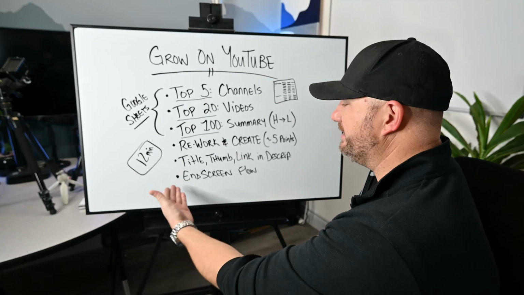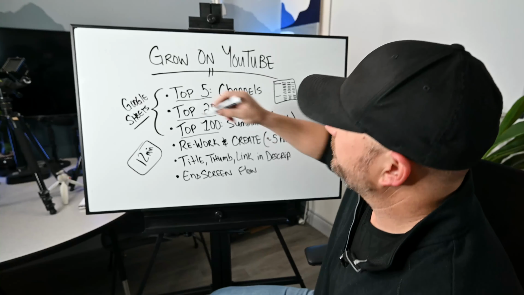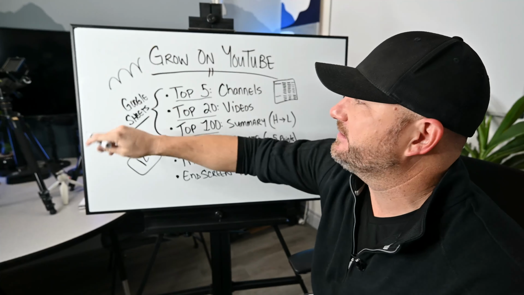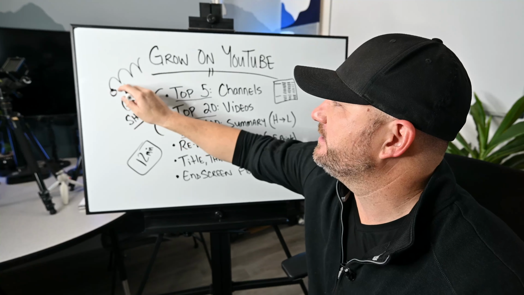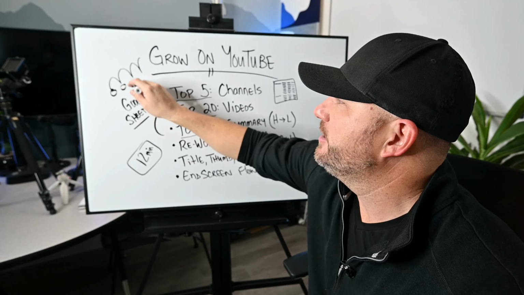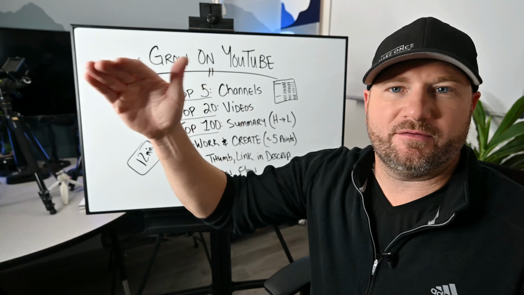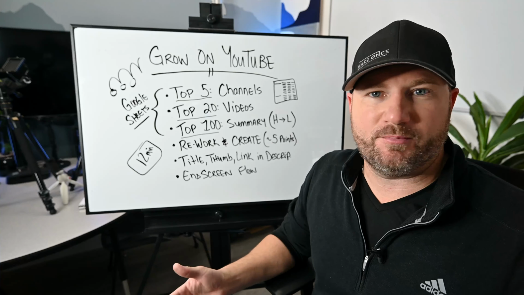You want to get the end screen flow where they're going from one video to the next video to the next video to the next video, because that's going to get you watch time, that's going to get you click-through rate, and that's going to get you more views to your channel, which is going to get you up in the search and up in the homepage of YouTube where you're going to show up more.